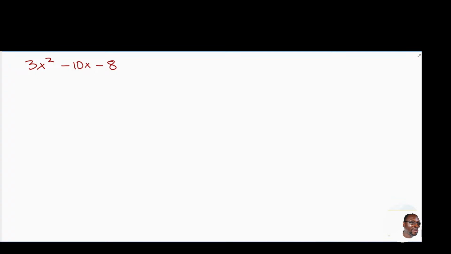We identify our A, C, and B. So here A is equal to 3, C equal to negative 8. So AC equal to negative 24. Our B is negative 10. So we need to figure out the factors of negative 24 that give us a sum of negative 10. I'm going to just let you know that that will be 12 and 2.